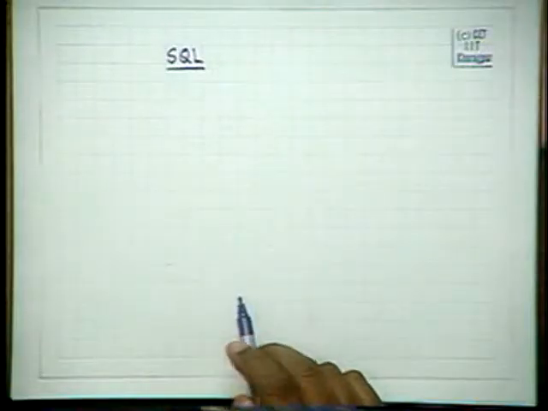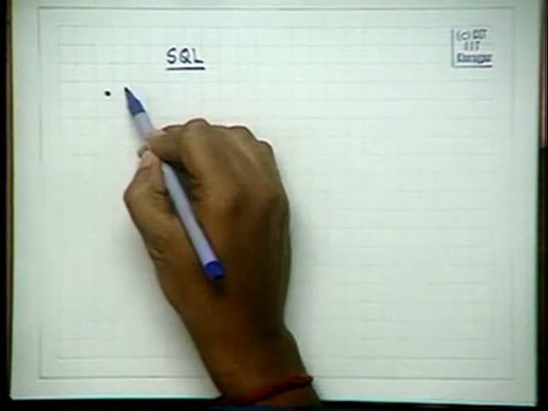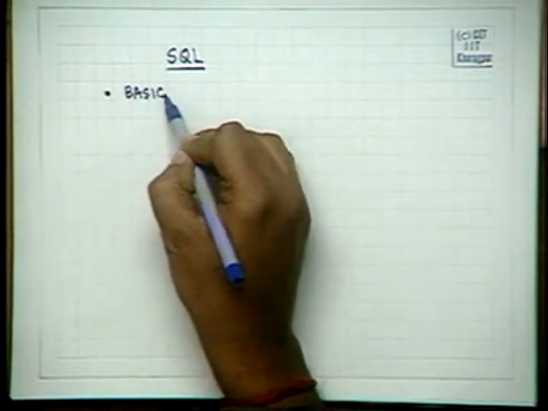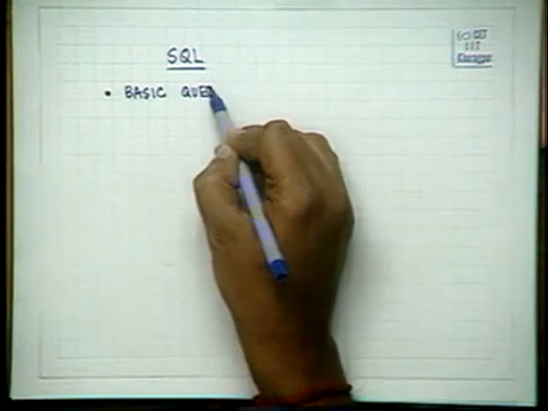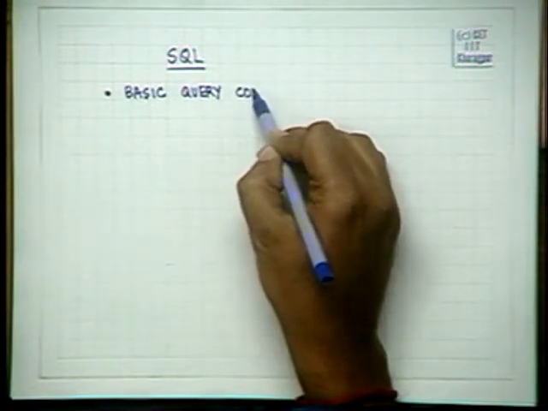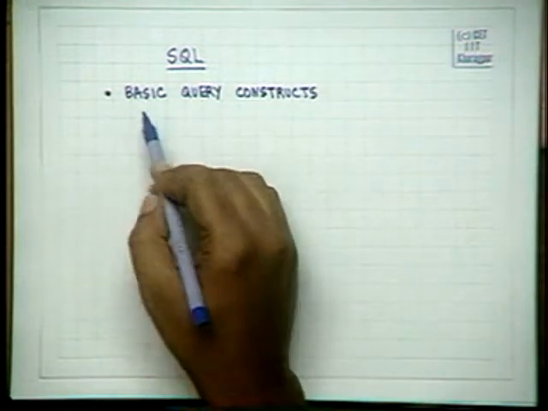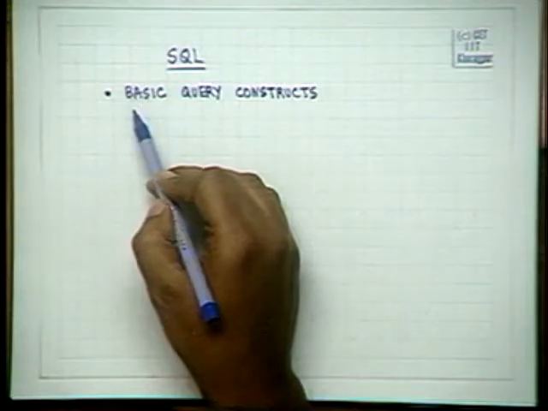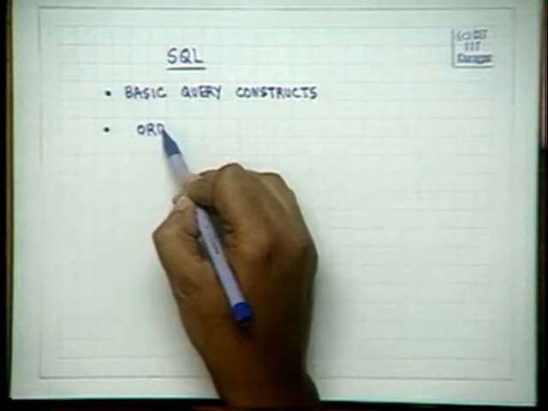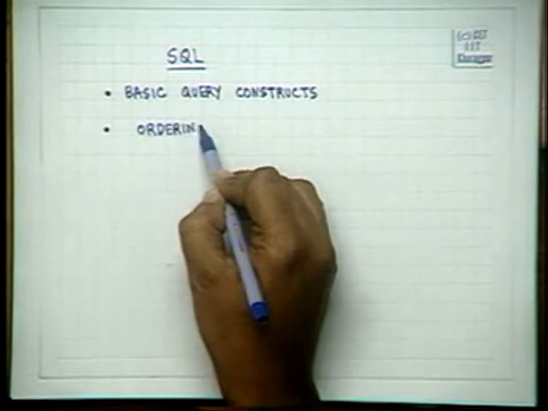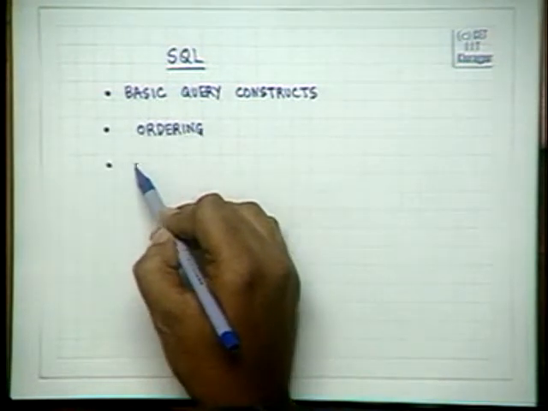We are now discussing SQL, a commercial language for defining and manipulating databases, and we have seen the basic query constructs. Among them, we have seen how to join two relations and ask other queries. Among the additional constructs, we have seen the ordering construct, and most importantly, we have seen the aggregate functions.